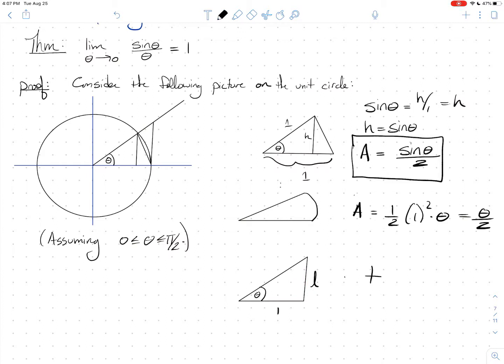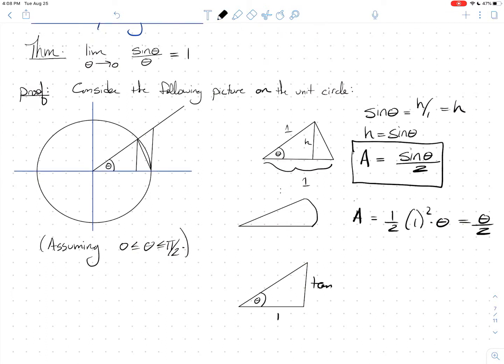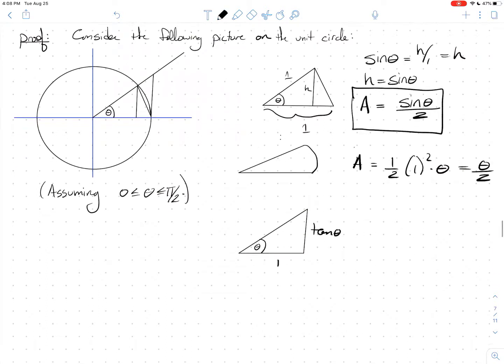And I know that the tangent of theta is equal to opposite over adjacent. So tangent of theta is L over 1. So the point is, this L is tangent of theta. This length of this side is exactly tangent of theta. I'm actually going to erase that and just write down tangent of theta. That's the length of this side. And so the point is, the area of the big triangle is 1/2 base times height. Base is 1, height is tangent, so I get tangent theta over 2.